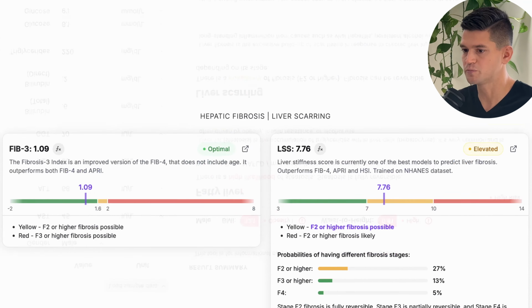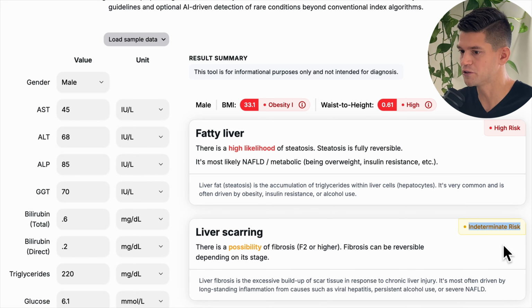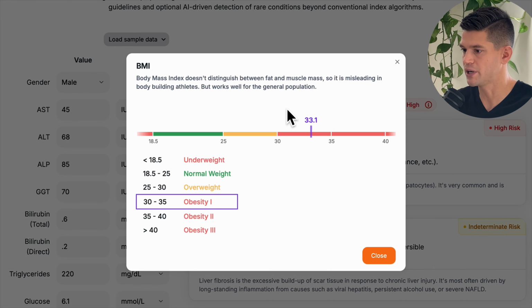If you remember, this patient had a low risk according to the FIB-3 index and a 27% probability of stage F2 fibrosis based on the LSS index. That's why I use two indices, and if they slightly disagree, I go with the worst one. I also display some supporting calculations like BMI. Here, we can see that this patient is technically obese, at level 1 obesity.